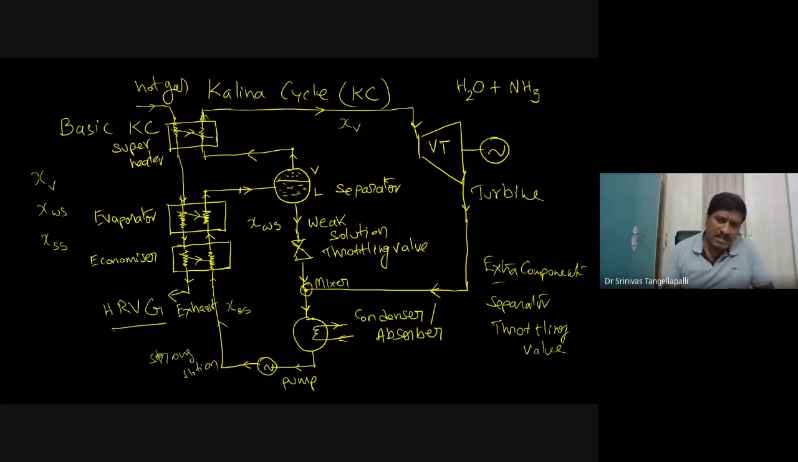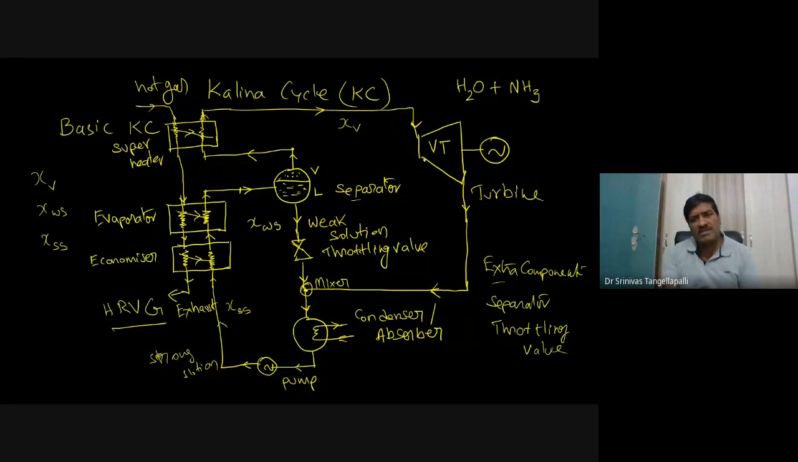Now let me list out the various processes involved in this Kalina cycle system. The first one is the heat transfer. This heat transfer happens in the heat recovery vapor generator. There are three sections in the heat recovery vapor generator: economizer, evaporator, and the superheater. Between the evaporator and the superheater, the separation is one process. The separation process also we have to solve to evaluate this Kalina cycle system.